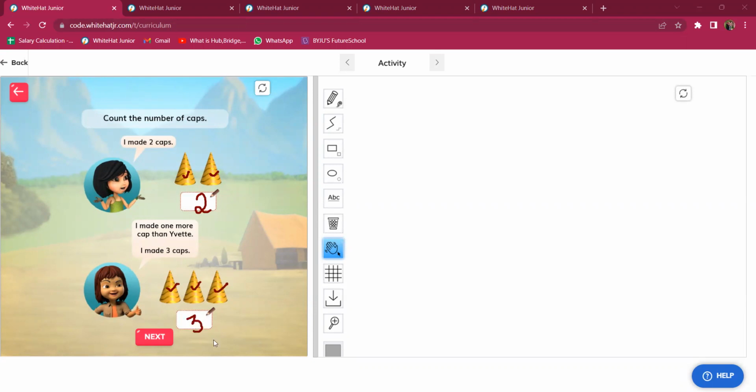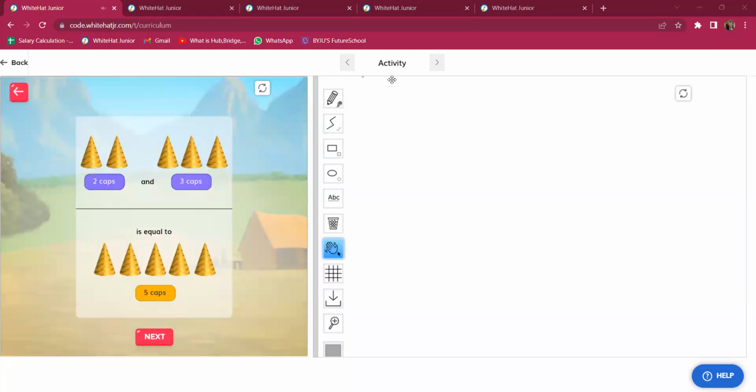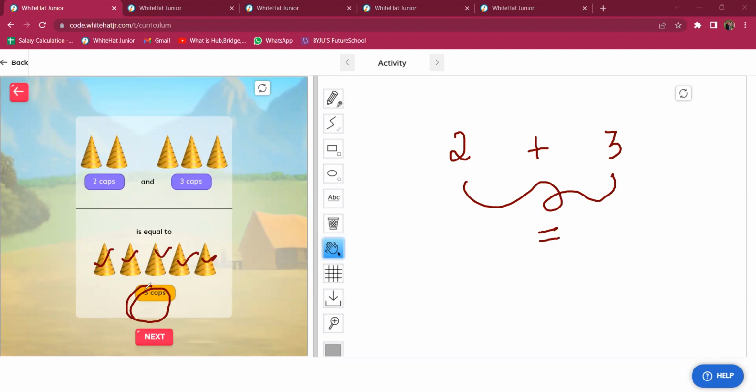After writing, we'll move to the next question. Let's see what we have to do in the next question. So 2 caps and 3 caps is equal to. That means when you have 2 caps and 3 caps, both all together are equal to how many caps? This is 1, 2, 3, 4, and 5. So there are total 5 caps, right?